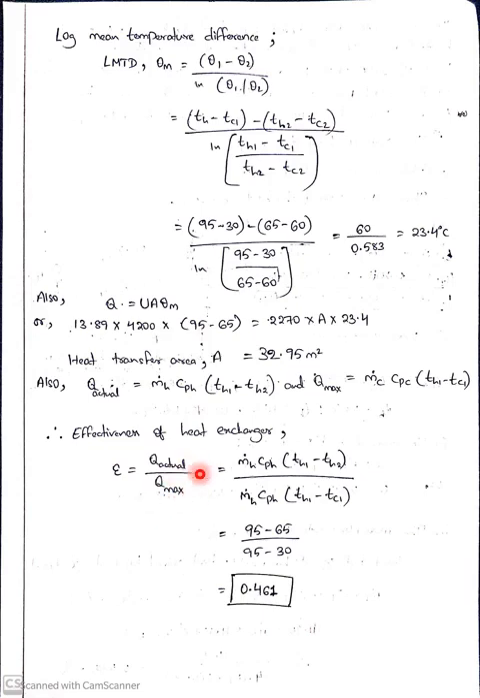Effectiveness of a heat exchanger is nothing but the actual heat transfer divided by the maximum possible heat transfer. Actual heat transfer will be given by the heat transfer rate of the hot fluid. Then the maximum heat transfer will be the heat transfer rate based on the inlet temperature difference. You can see it clearly. What is the maximum possible heat transfer? Inlet temperature difference. Why? Because the inlet temperature difference will be maximum here, so the heat transfer will be maximum. This is very important just to find the effectiveness.